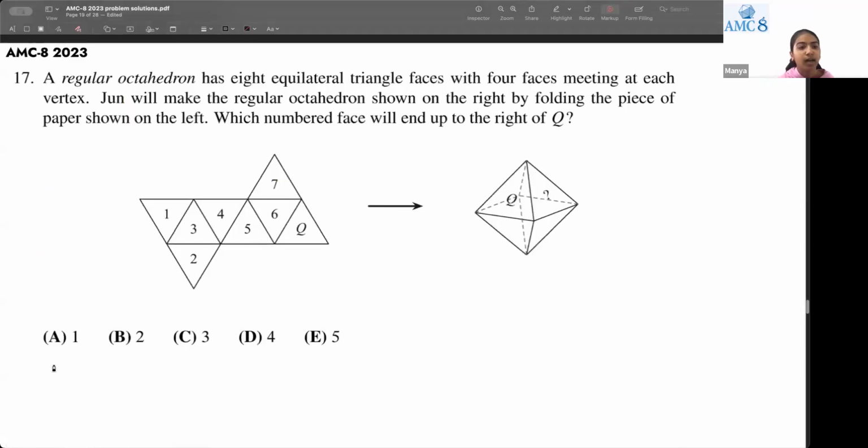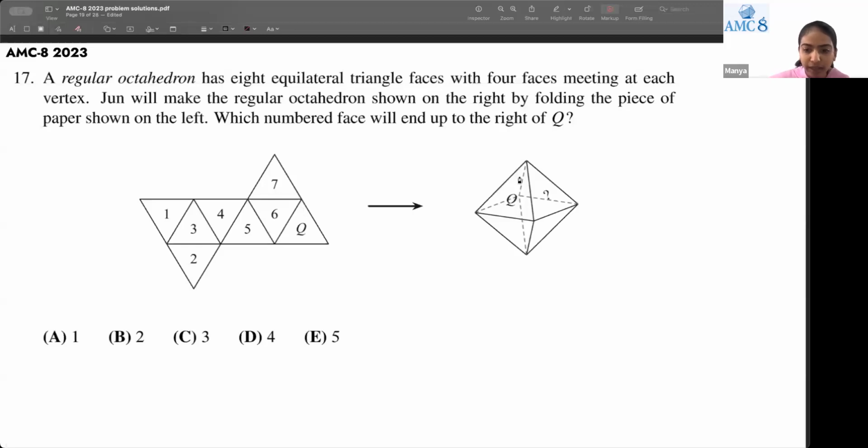Problem number 17. A regular octahedron has 8 equilateral faces with 4 faces meeting at each vertex. Juno made the regular octahedron shown at right by folding the pieces of paper shown on the left. Which number will end up to the right of Q?